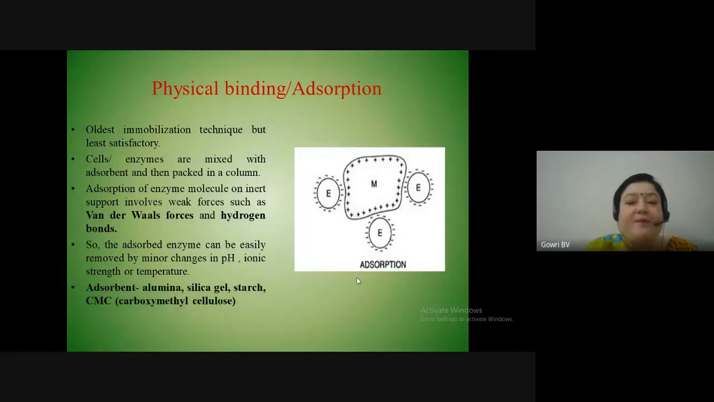What are the adsorbents used? The inert materials used for enzyme fixing are alumina, silica gel, starch and of course CMC, carboxymethyl cellulose.